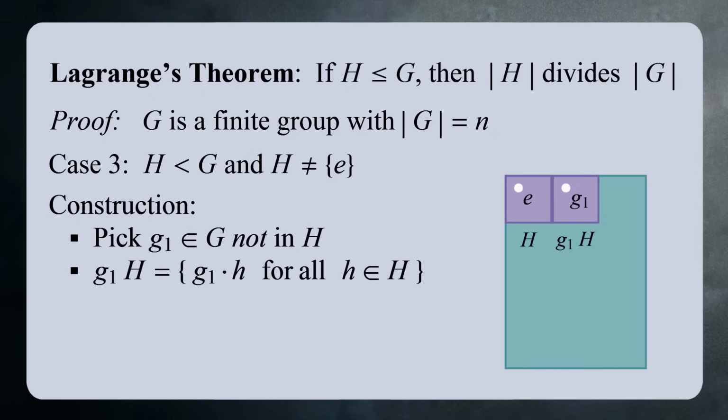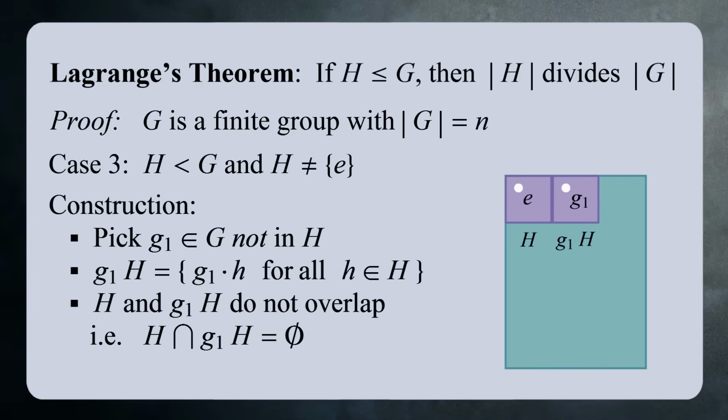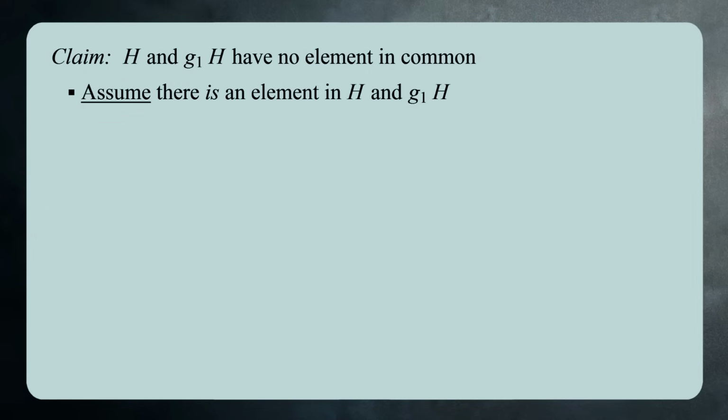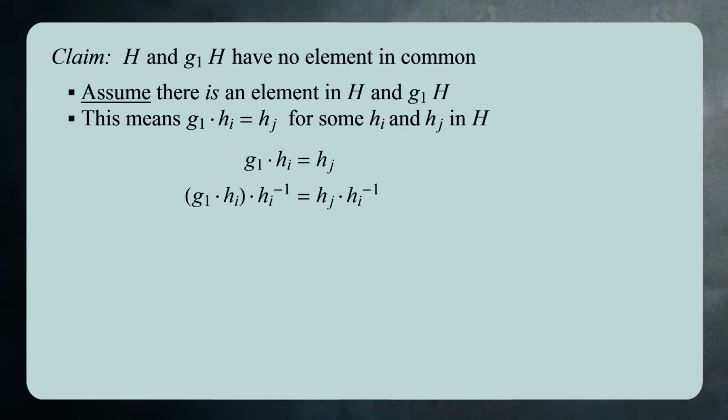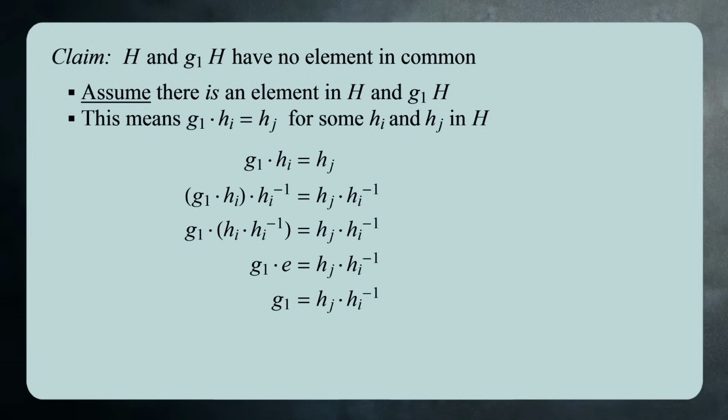The key observation is that H and G1H have no element in common. Their intersection is the empty set. Here's why. Let's assume that there is an element in both H and G1H. This means G1 times Hi would equal Hj for some elements Hi and Hj in the subgroup H. If you multiply this equation on the right by the inverse of Hi, then simplify, you get G1 equals Hj times Hi inverse. Since H is a subgroup, the right-hand side is in H, so G1 is in H.